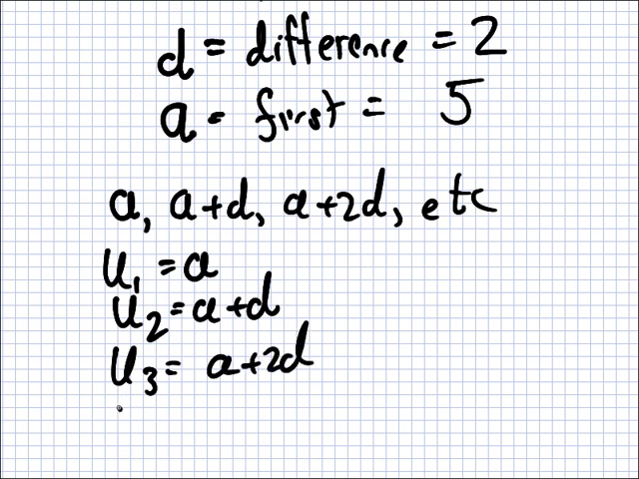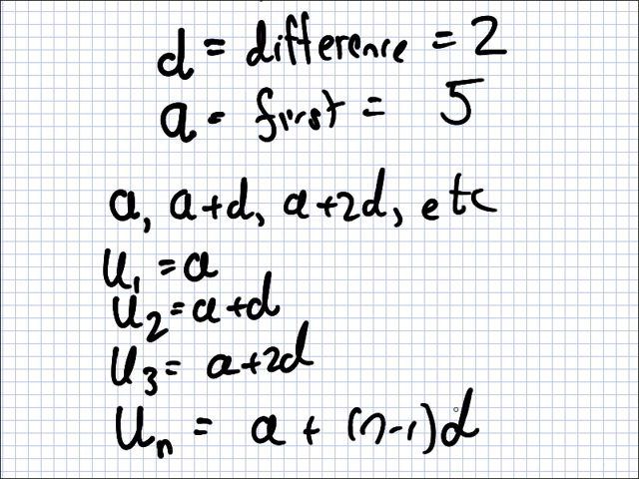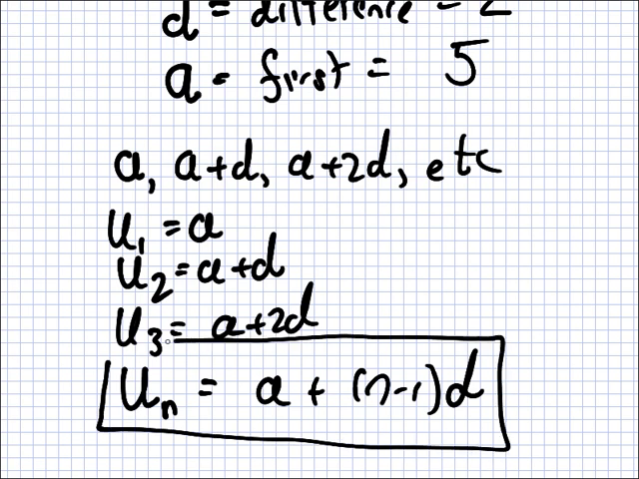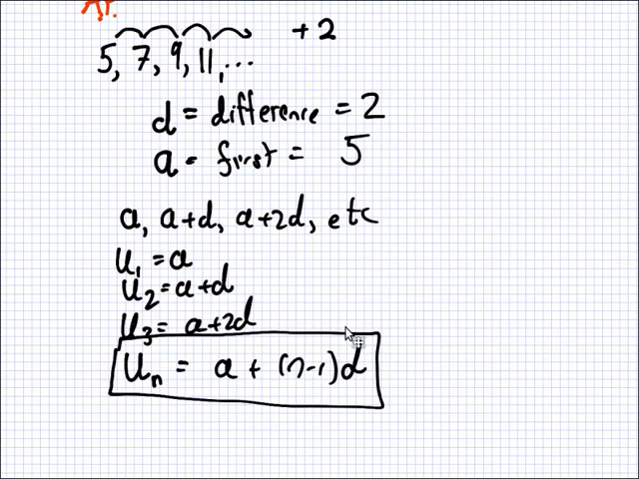We could figure out the formula for the nth term, Un. That would be A plus n minus 1 D. Yeah. Because you can see it's 1 less than the index. That is the first formula. We shall do some examples of using this formula, and then we'll look at the next formula. So you might want to write that down there.